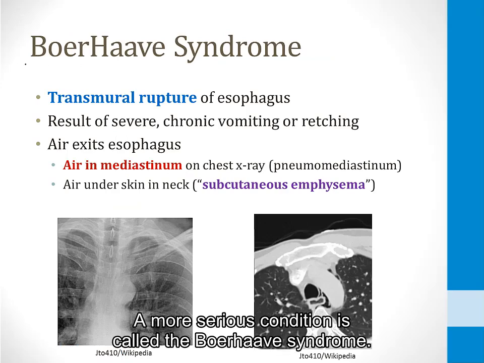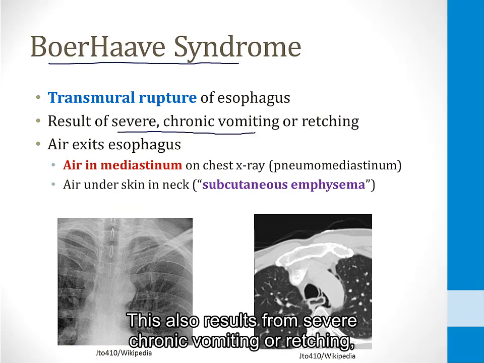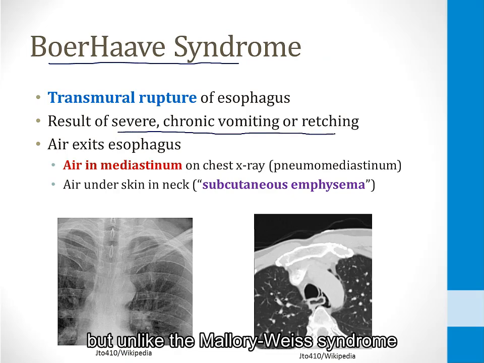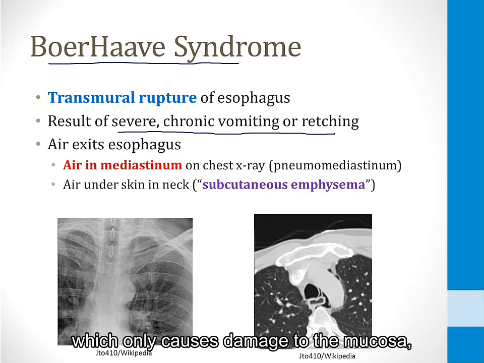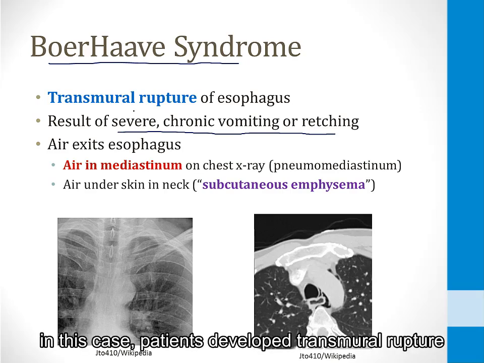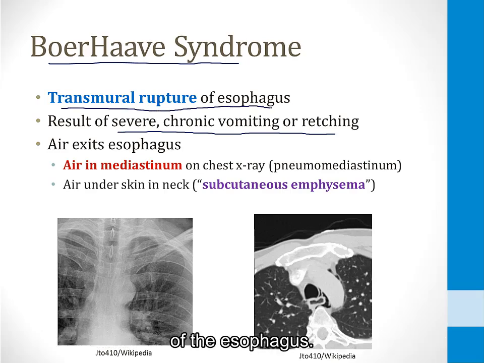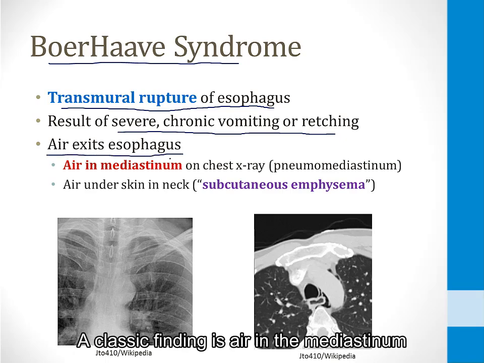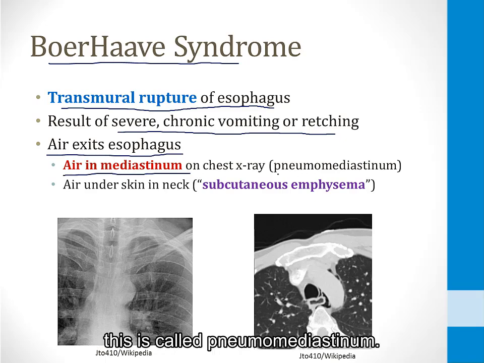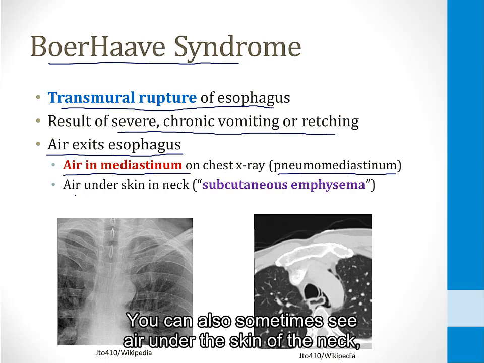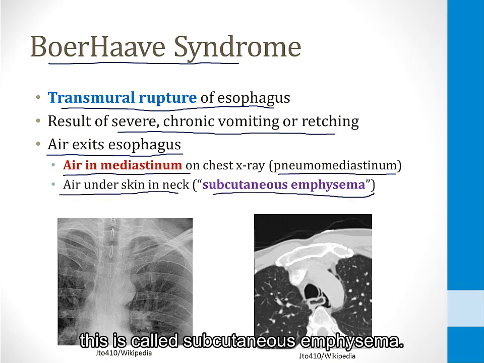A more serious condition is called the Boerhaave syndrome. This also results from severe chronic vomiting or retching, but unlike the Mallory-Weiss syndrome, which only causes damage to the mucosa, in this case, patients develop transmural rupture of the esophagus. This will result in pain, and you can also find evidence that air has exited the esophagus. A classic finding is air in the mediastinum. On chest x-ray or CAT scan, this is called pneumomediastinum. You can also sometimes see air under the skin of the neck. This is called subcutaneous emphysema.